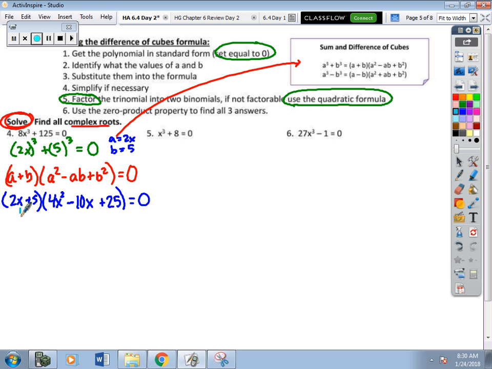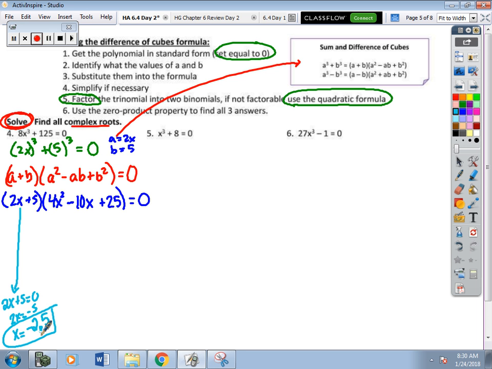One of them we can actually find, and I would just draw an arrow down here because all your answers are going to end up at the bottom, and I don't want you to lose this one. So this would be 2x plus 5 equals 0. Using your zero product property and just setting that equal to 0. Subtract 5 on both sides. Divide by 2. We'll get x equals negative 5/2 or negative 2.5. That's one of my 3 answers.